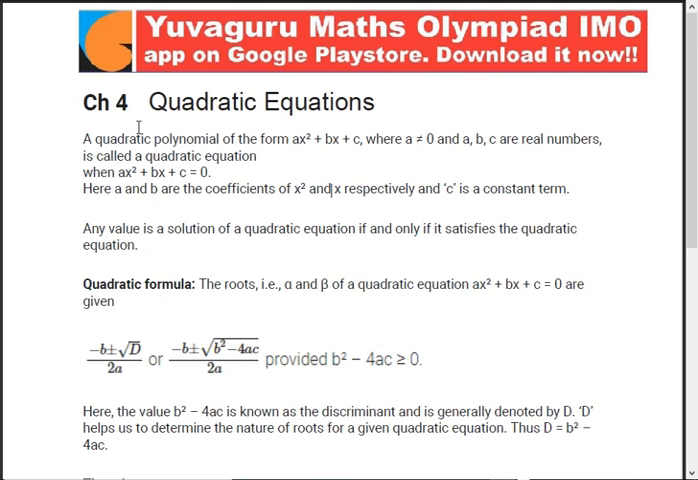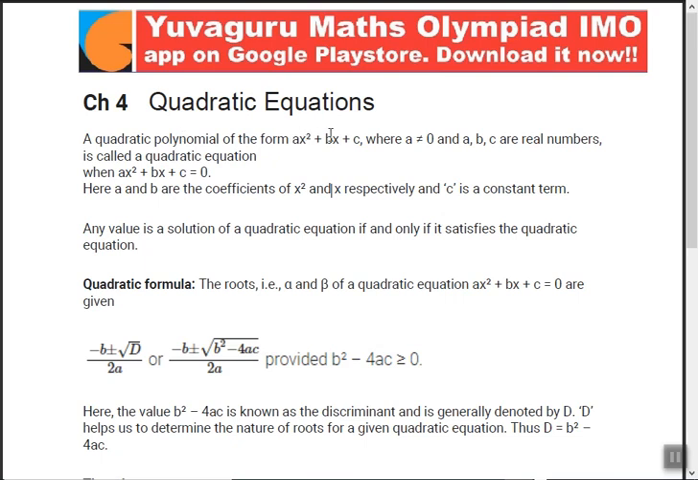Let's focus on the theory. Today's chapter is very easy, quadratic equation, and not much is to be said on this. What is a quadratic equation or what is a quadratic polynomial? Here, polynomial means what? Many terms.